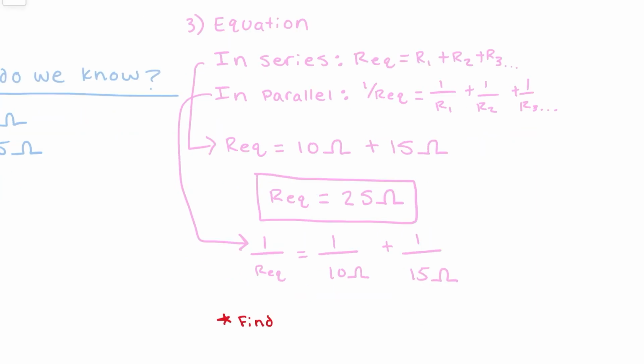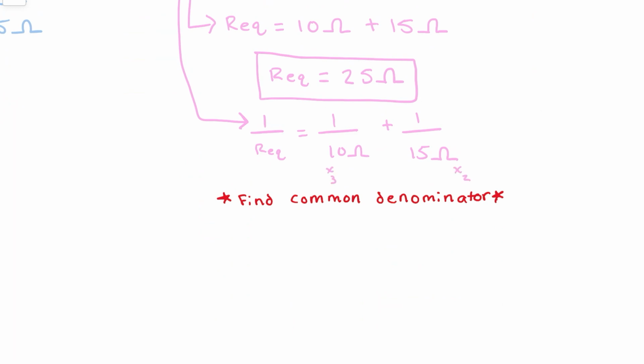However, we need to find a common denominator for this problem because you can't add 1 divided by 10 plus 1 divided by 15 directly. So in order to do this, for the 1 divided by 10, we can multiply this by 3 to get 10 to 30, since the common denominator between 10 and 15 will be 30. So this ends up being 3 divided by 30 ohms plus 2 divided by 30 ohms, which is equal to 5 divided by 30 ohms.